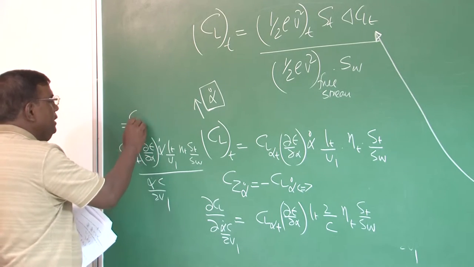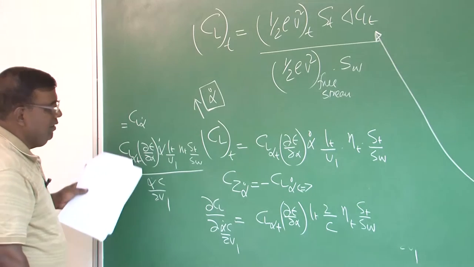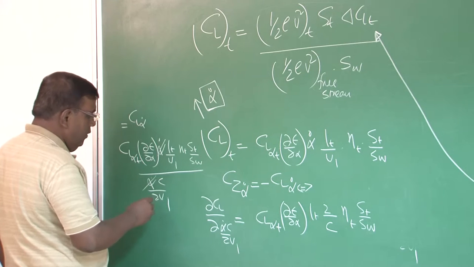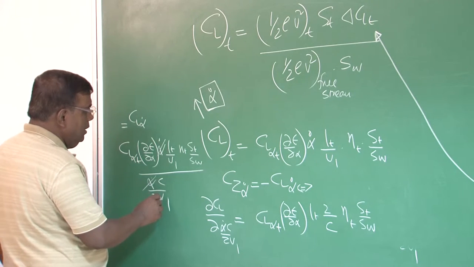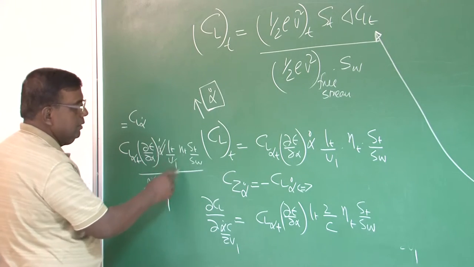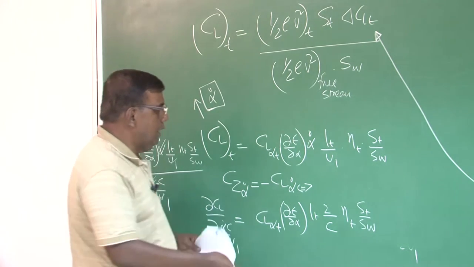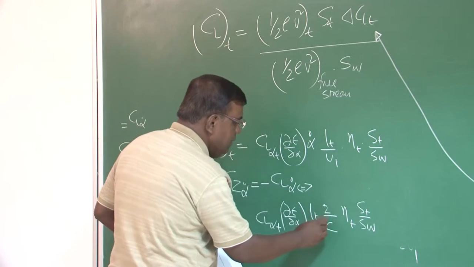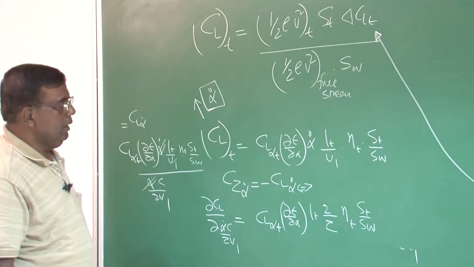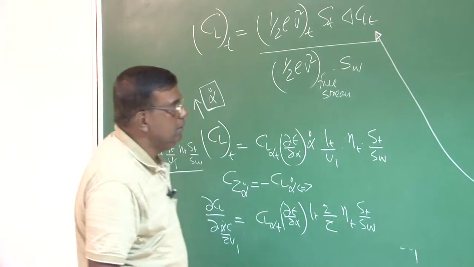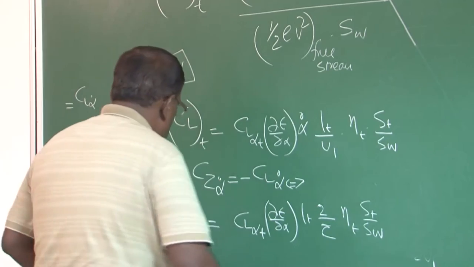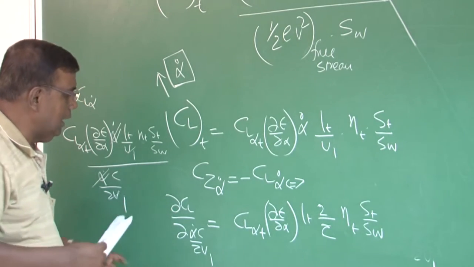This is nothing but CL alpha dot, because linear, I can just divide. So I see that this goes off, 2 goes to numerator, U1, U1 gets cancelled. So I have LT by C, neta T, ST by SW, same thing. You see here, 2 comes here, LT by C is here, neta T, ST by SW. Fantastic. Right? It is so nasty, but once you get a correct result, you start loving it.